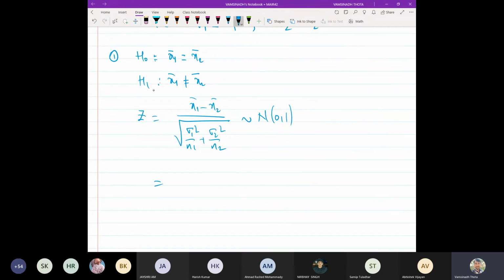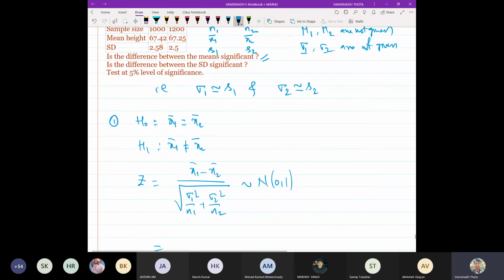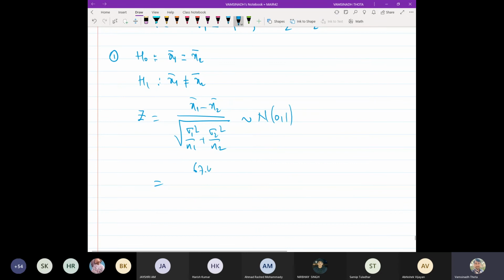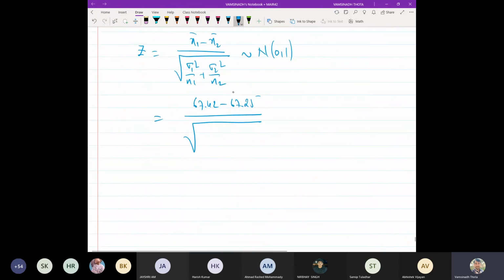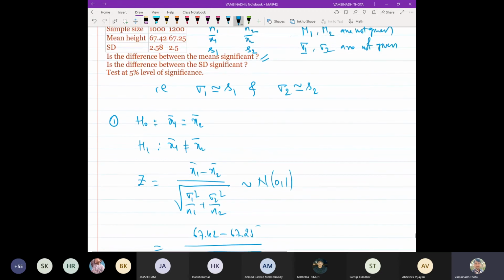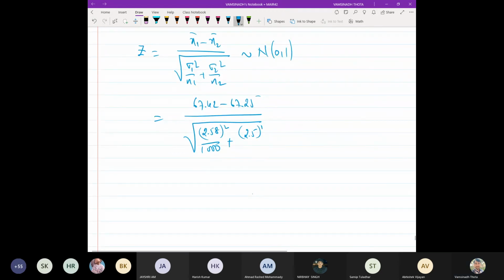Now, what we know is x1 bar and x2 bar, that is 67.42 and 67.25. So 67.42 minus 67.25, both are known. Upon, now sigma 1 square is not known, but we have approximated it with S1, so that is 2.58 square upon 1000 plus 2.5 square upon 1200. You evaluate the value and check with the Z alpha.